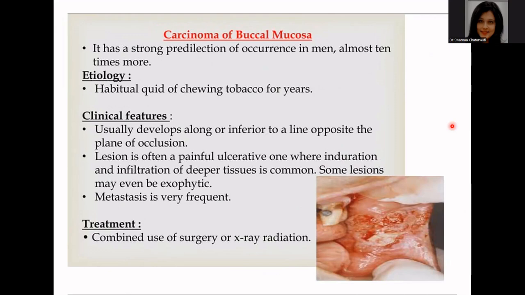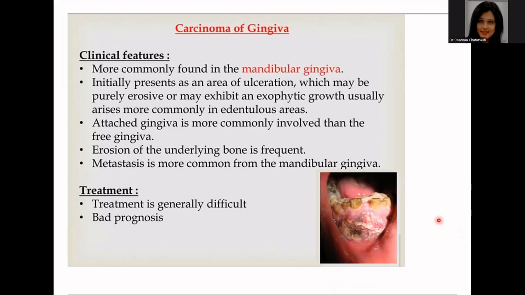If we look at the clinical features at this particular site, it is seen along or inferior to the line opposite to the plane of occlusion, less frequently on the line above the plane of occlusion. The lesion is often a painful ulcerative one where induration and infiltration of deeper tissues is common. At times the lesion may be exophytic, but ulcerative lesions are more commonly seen on the buccal mucosa. Metastasis is very frequent, and here the treatment we use is a combination of surgery and X-ray radiation.